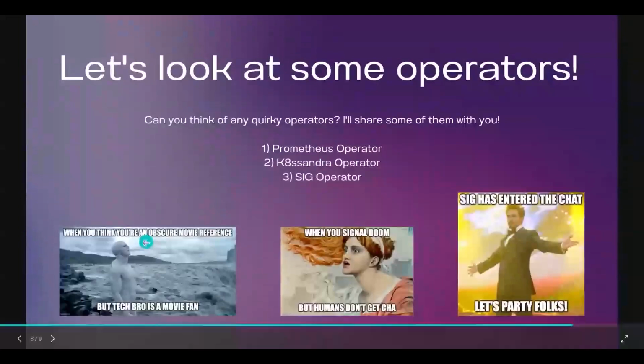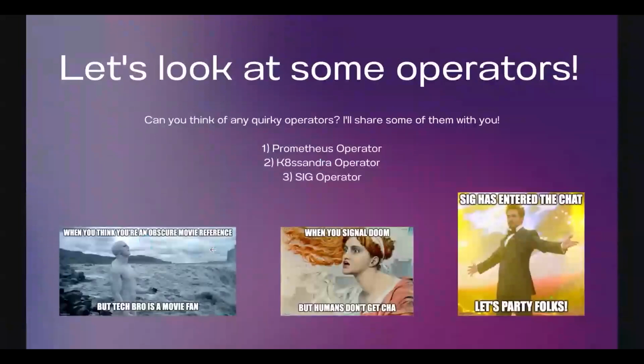Prometheus is an open source monitoring system that's widely known and widely used in the Kubernetes system for monitoring the health and performance of its applications. Same goes for Cassandra. If you don't know the Greek mythology, I suggest you go check it out. The Cassandra operator also makes it very simple to manage Cassandra clusters, and then the SIG operator. SIG stands for Special Interest Group, and it's dedicated to maintaining the operator framework within Kubernetes. Those are just a very few operators for you. Let me tell you, one of my favorite operators is the Chaos Monkey.